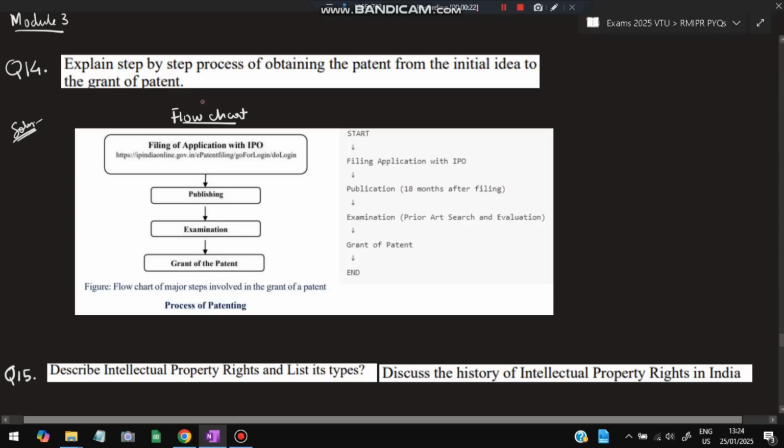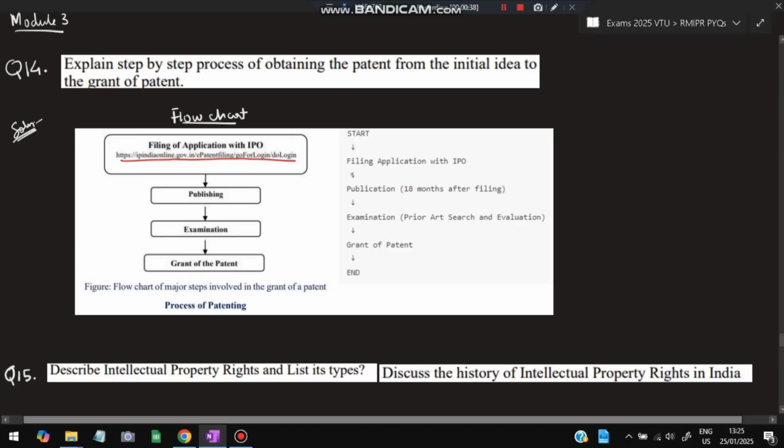Okay, so what is the step-by-step process? The first step is to file the application with the IPO. IPO means Indian Patent Office. So this is the website. On this website we have to go, log in, and then file the application.